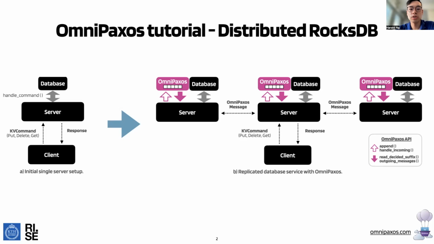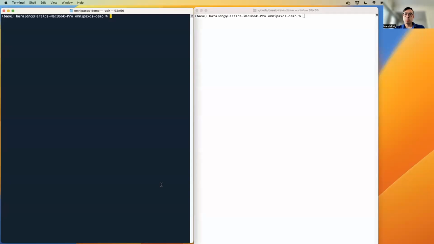We will turn a simple single-server database service into a distributed version using OmniPaxos. As shown here to the right, we will use OmniPaxos to replicate the database safely across multiple servers through its log API, and without having to implement consensus ourselves. So we can first take a look at how our single-server setup works.